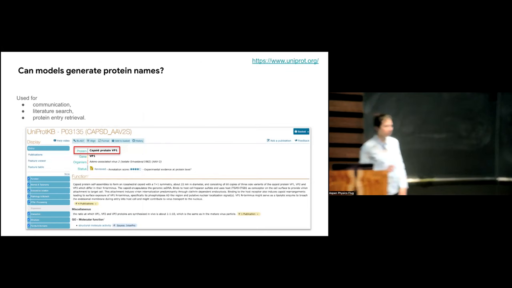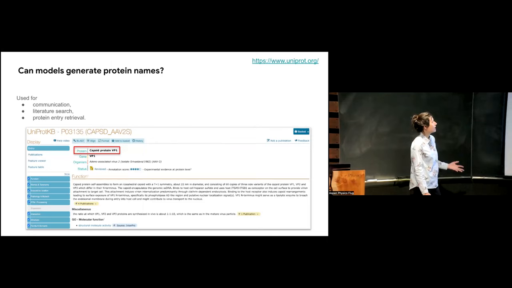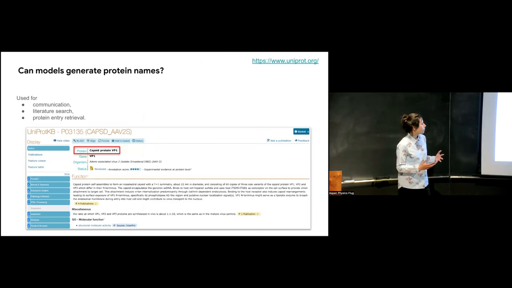But finally, we want to ask, can models actually generate protein names? I've talked a lot about CNNs and classification. But we hear all the time about language models being able to generate text. In fact, last week you might have seen in the news quite a lot of speculation about how much these models actually know. And so we were interested, can these models generate protein names just as free text descriptions?